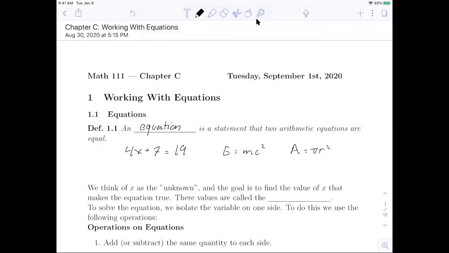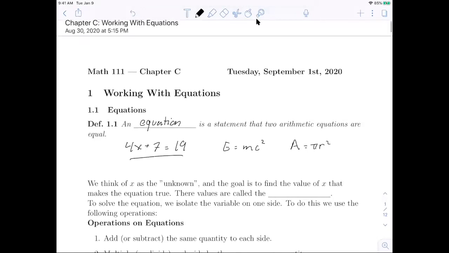Okay. Right, there's just an equal sign now. Expressions, we didn't have an equal sign. Now we do. So that's an equation. Expression, no equal sign. So we think of x in this situation as the unknown. And the goal is to find the value that makes the equation true. These values are what we call solutions. So you can solve an equation and you can simplify an expression.